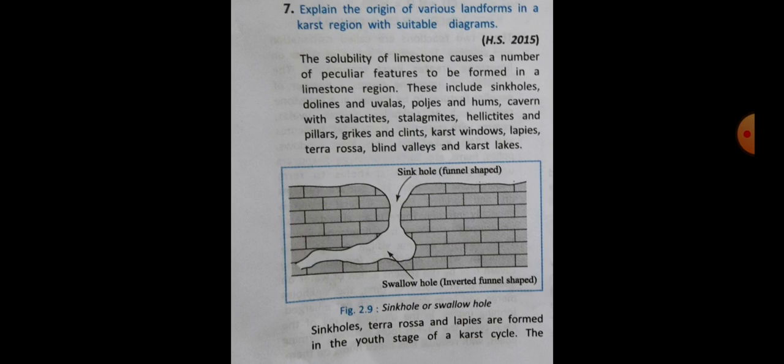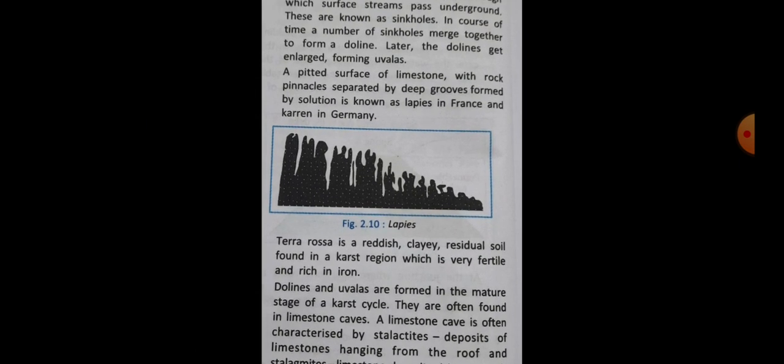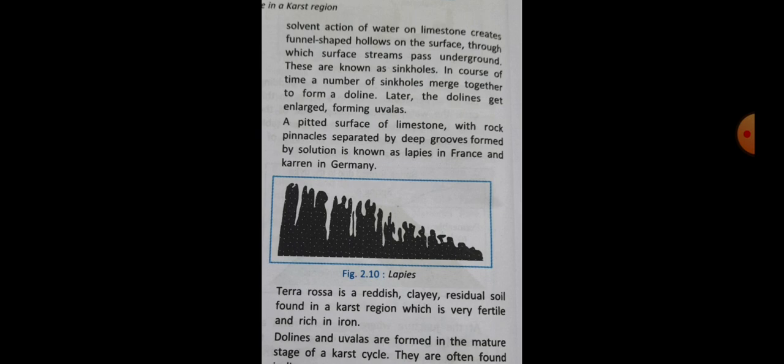Sinkhole, terra rossa and the lapies are formed in the youth stage of the karst cycle. The solvent action of water on limestone creates funnel-shaped hollows on the surface through which the surface streams pass underground. These are known as sinkholes. In course of time, a number of sinkholes merge together to form a doline. Later, the doline gets enlarged, forming uvala.